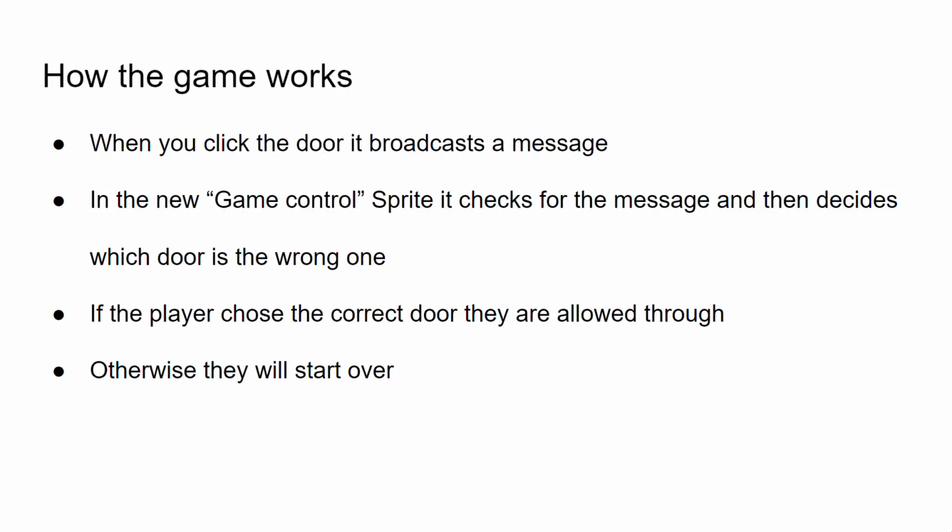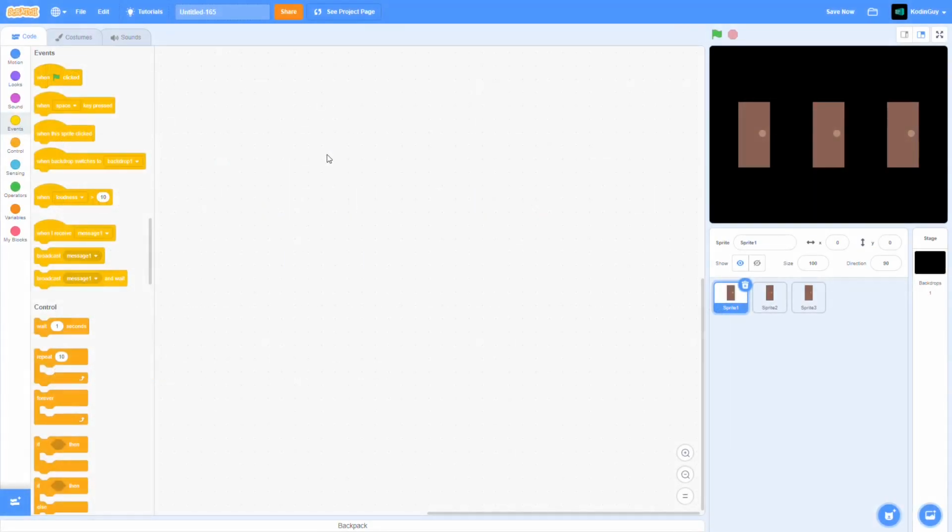Now, how the game works. When you click the door, it will broadcast a message. In the game control sprite, it will check for the message and then decide which door is the wrong one. If the player chooses the correct door, they're allowed through. Otherwise, the game will start over.